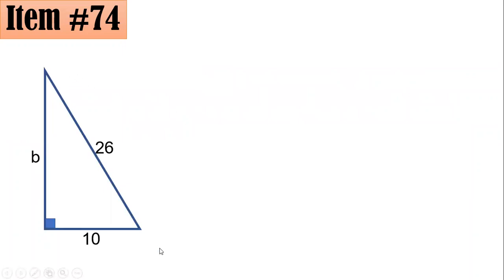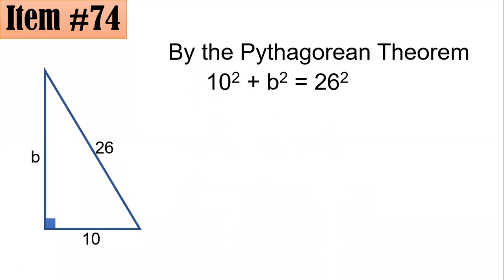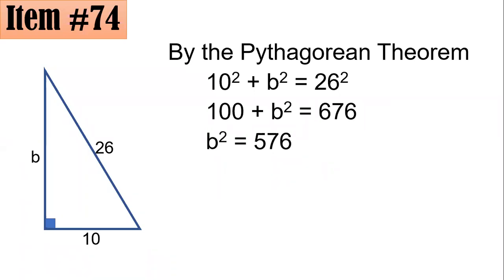By illustration, I believe you would agree with this. If this is the ladder, this is 26, and this is the wall, and the end foot of the ladder is 10 feet away from the base of the wall. So this one here is 10. And this height here that the ladder reaches the top of the wall is represented by B. This is a right triangle, of course, so by the Pythagorean theorem, we have 10 squared plus B squared equals 26 squared. 10 squared is 100 plus B squared equals 676. Subtracting both sides by 100 gives you B squared equals 576.